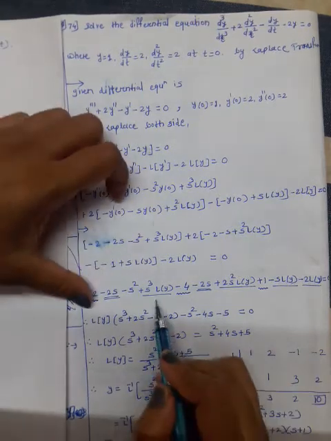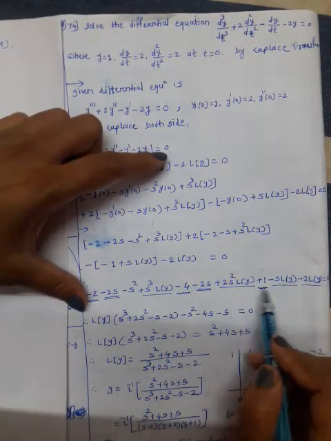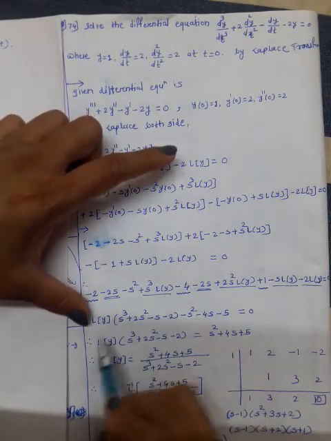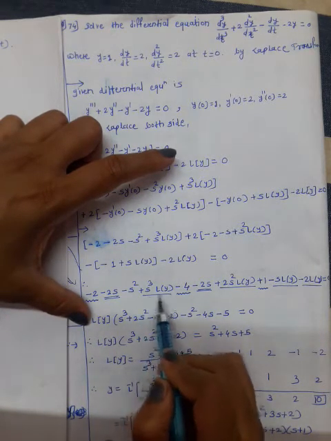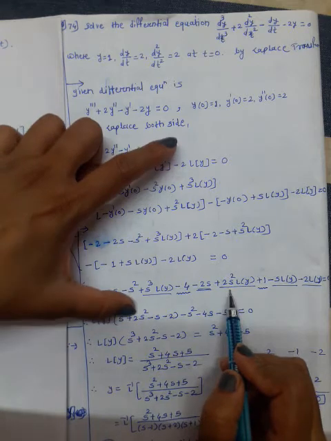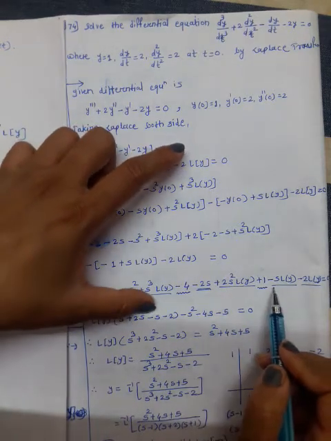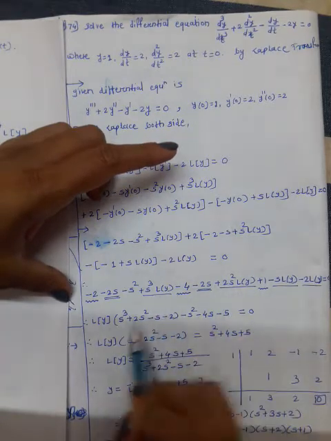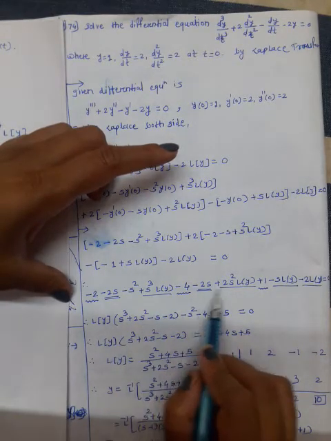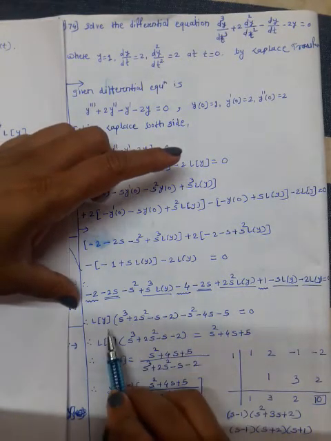Now first, from the L of y terms, take L of y common and write down the remaining terms. What is that? S cube plus 2s square minus s and minus 2. This is the common term for L of y. The single underlined terms get calculated here.